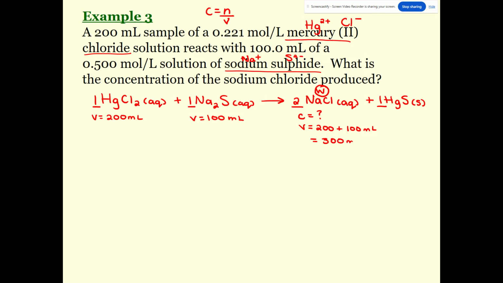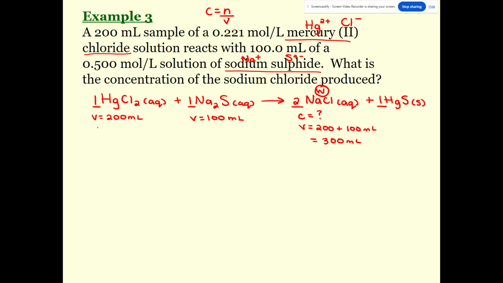Okay, so that is the volume that my products are floating around in. My reactants started in their initial volumes, but once I mix them together, my total volume that my products are floating around in is now 300 mils. Okay, so your products are always the sum of the two volumes of the reactant solutions that you're using.